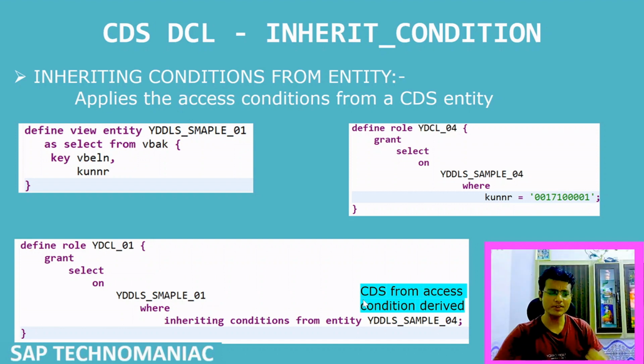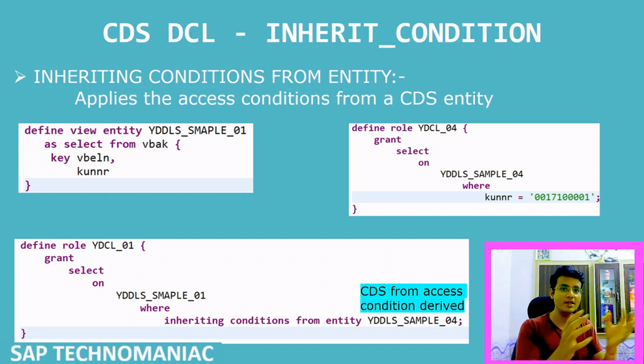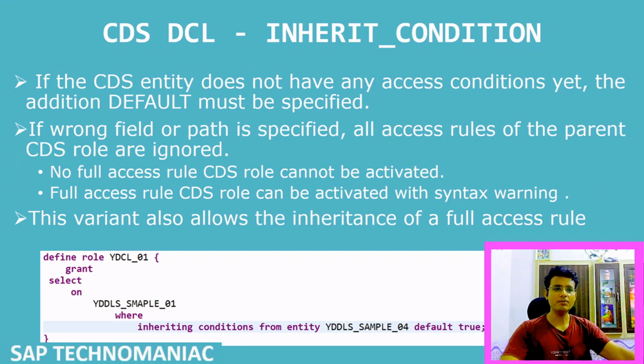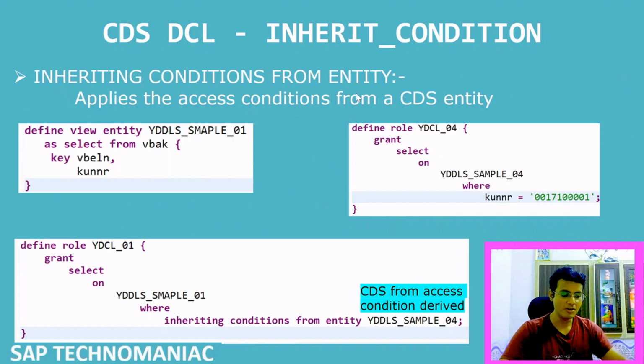So what are the things we have to make sure of when using one CDS entity's roles? You can see we are using the CDS entity here. This CDS entity can have multiple roles created for it, and all those roles' conditions will be applied here. There is one more case: if the CDS entity does not have any access condition at all. Suppose I have used this CDS entity here, YDDLS sample 04. I have created one role for this particular CDS entity, but there might be a case where you don't have any role at all.